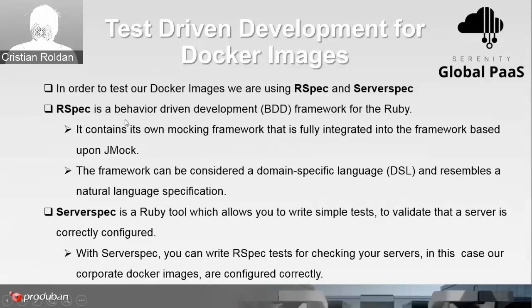RSpec is a behavior-driven development framework for Ruby. This framework can be considered a domain-specific language and resembles a natural language specification. And ServerSpec is a Ruby tool, a very interesting tool, which allows you to write simple tests to validate that a server is correctly configured. With ServerSpec, you can write RSpec tests for checking your servers. In this case, that our corporate Docker images are configured correctly.